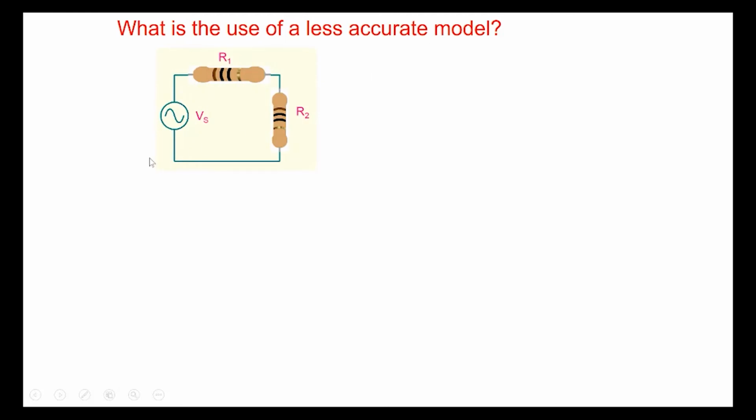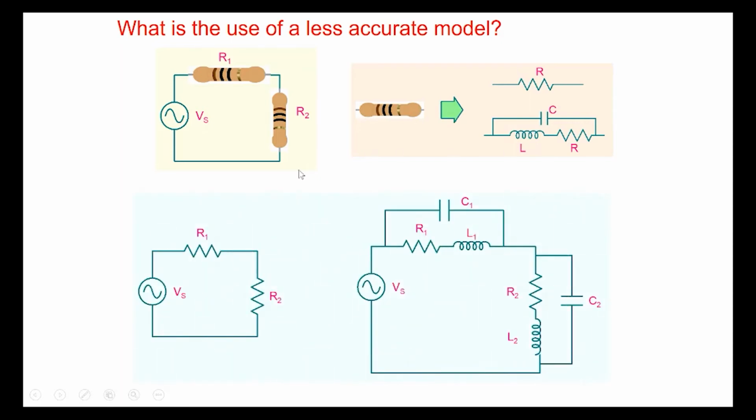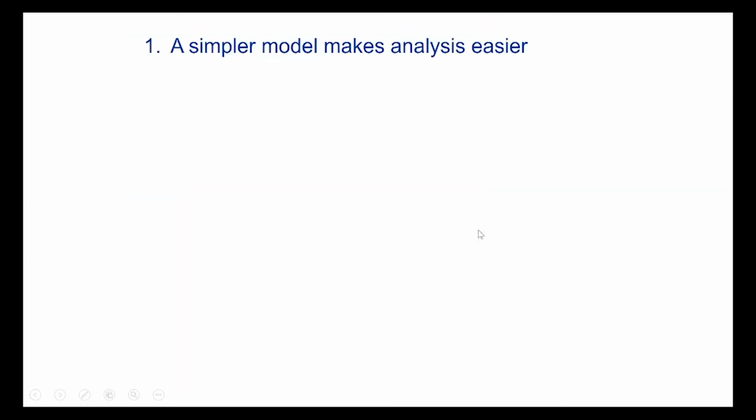So suppose I want to build a circuit like this here, with two resistors, and I analyze this particular circuit using these two different models. In one case, I think of these two resistors as simply R, and in the other case, I think of them as C, L, and R, as a more complex, more accurate model. In the first case, this circuit boils down to simply R1, R2. In the next case, it boils down to R1, L1, C1, R2, L2, C2. So let's analyze this circuit.